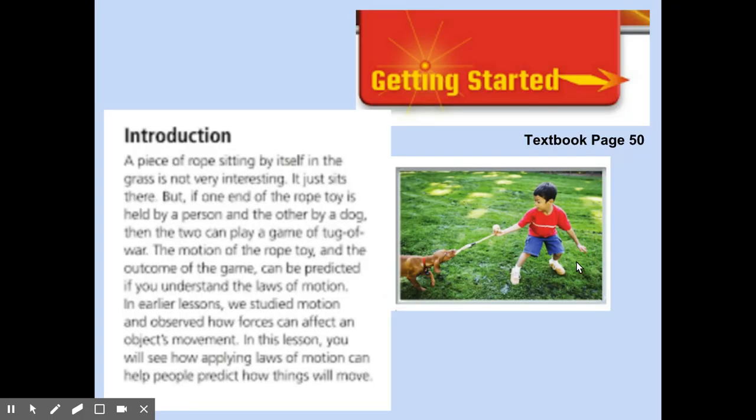The introduction on page 50, the Getting Started, reads, "A piece of rope by itself in the grass is not very interesting, just as it sits there. But if one end of the rope toy is held by a person and the other by a dog, then the two can play a game of tug-of-war. The motion of this rope toy and the outcome of the game can be predicted if you understand the laws of motion. In earlier lessons, we studied motion and observed how forces can affect an object's movement. In this lesson, you will see how applying laws of motion can help people predict how things move." So this whole lesson all week is going to be about Newton's laws and predicting how items move.